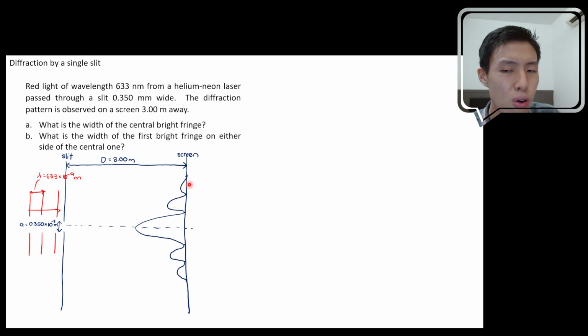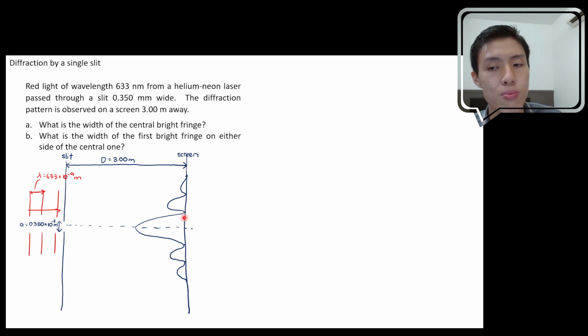There are plenty more pairs that are destructive compared to pairs that are constructive. So in that case, you see an even dimmer bright fringe. So the brightness of the fringes will decrease as you move away from the central bright. Okay, so that's the first characteristic that differentiates between diffraction and interference patterns.